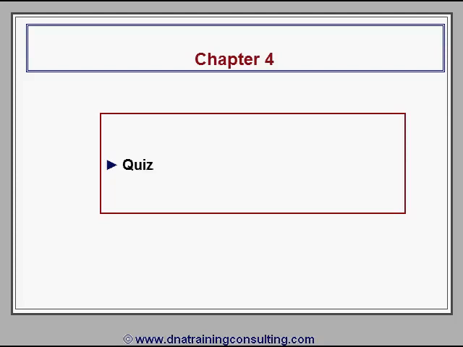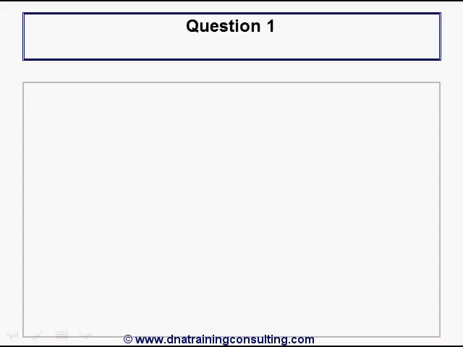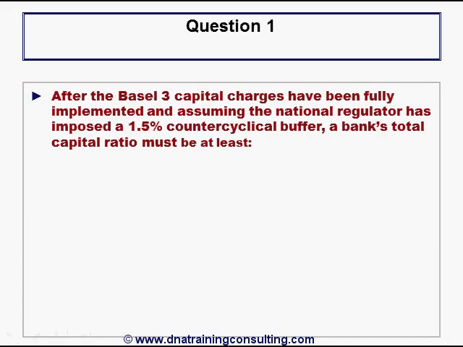This final chapter, Chapter 4, contains 4 quiz questions to test your understanding of these materials. Question 1. After the Basel III capital charges have been fully implemented and assuming the national regulator has imposed a 1.5% counter-cyclical buffer, a bank's total capital ratio must be at least, and here are the 4 permissible answers.